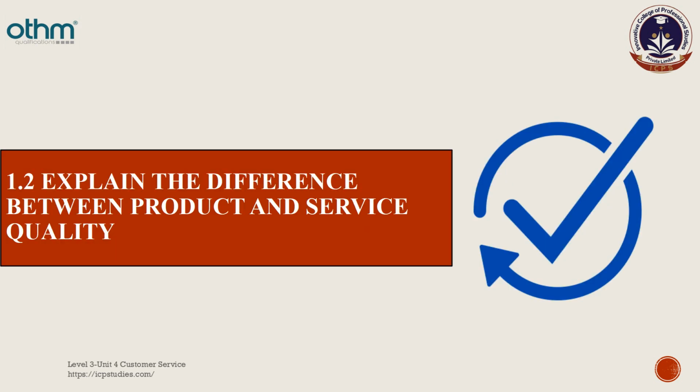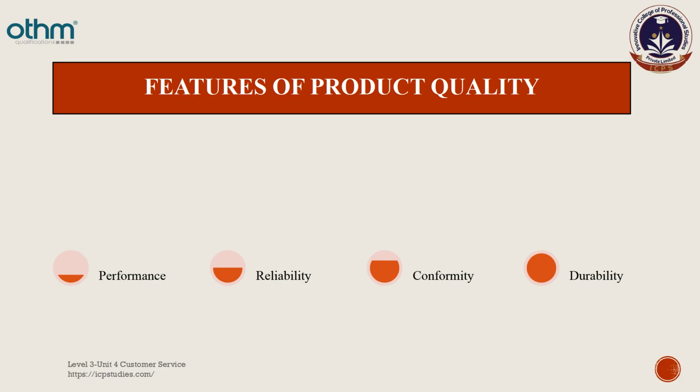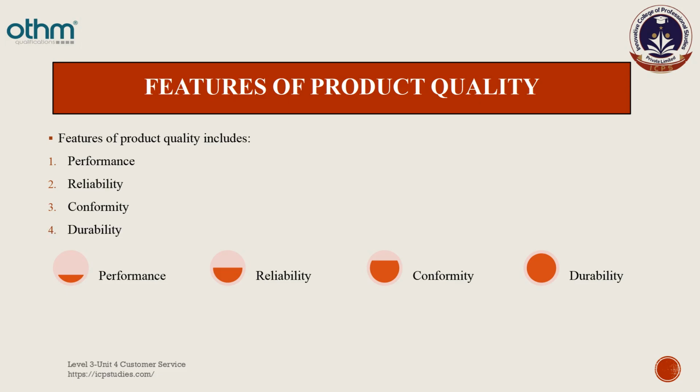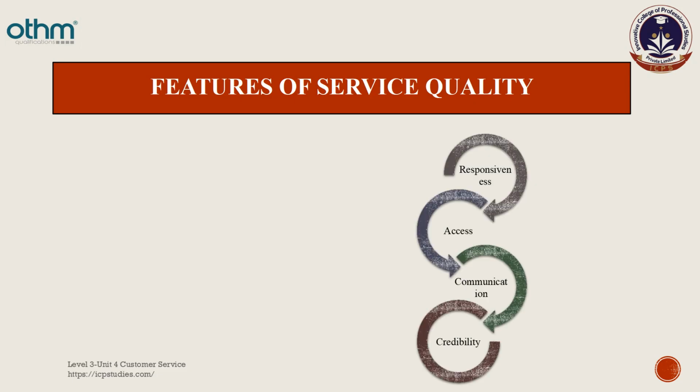Now we have the second assessment criteria, in which we will explain the difference between product and service quality. In this slide, I will tell you about the different features of product quality. The first feature is performance, the second is reliability, the third is conformity, and the fourth is durability. Now we have the features of service quality. The first feature of service quality is responsiveness, the second one is access, the third one is communication, and the fourth one is credibility.